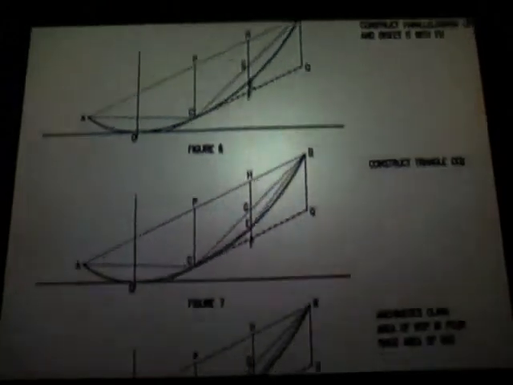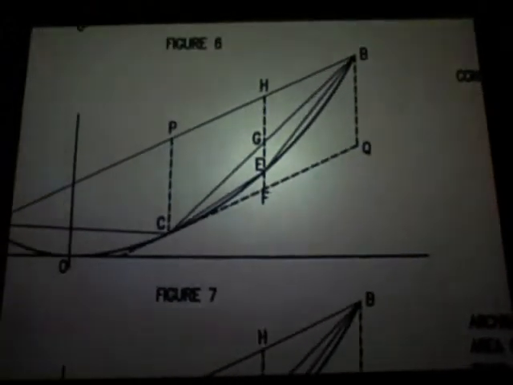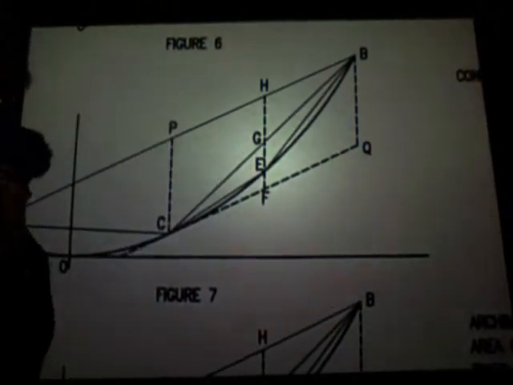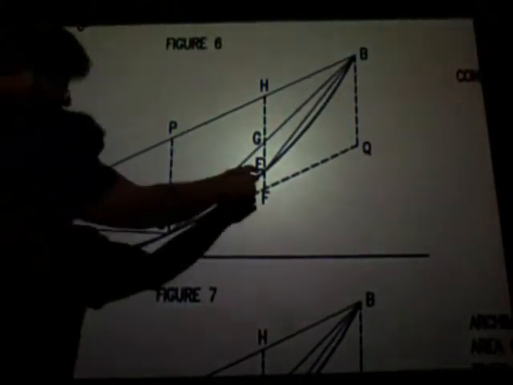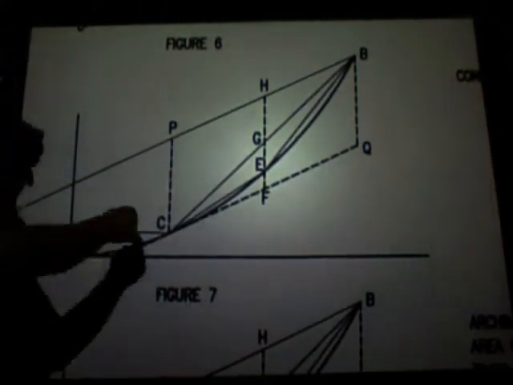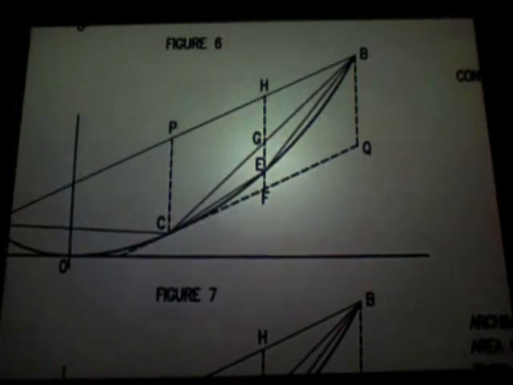Okay, now we construct triangle CEB. We do that by wherever this bisector of the original big parallelogram hits the parabola, we label point E and go from C to E and E to B. So that makes triangle CEB. Okay? All right.